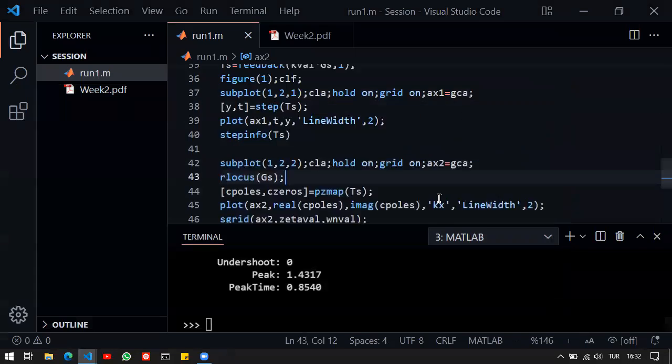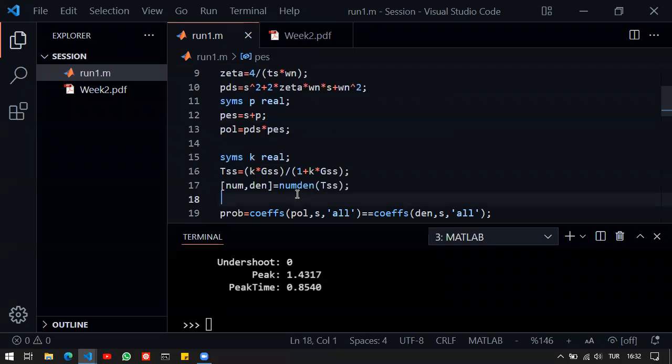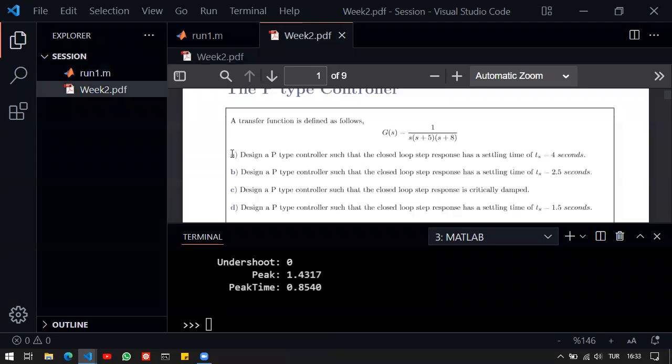Now, this code basically takes in the settling time and comes up with a controller, and it also has some neat properties like showing the settling timeline, showing the zeta and omega n lines. That was basically A. So let me also quickly get rid of B, and then let's have a break.